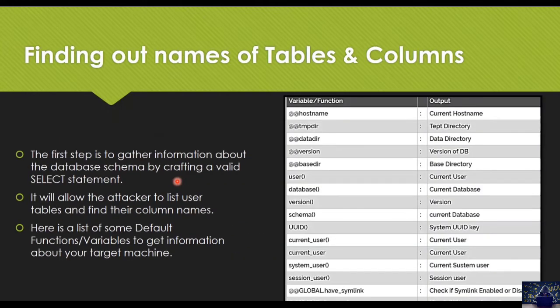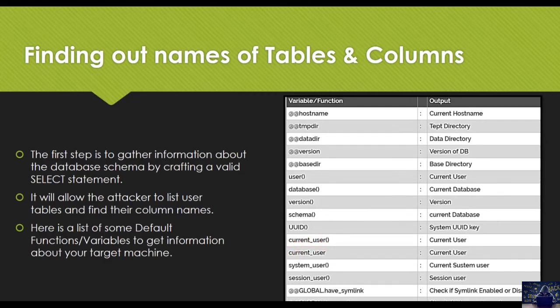Now, what is the next step? We have to find the name of the database schema by crafting a valid select statement, which will allow the attacker to list users' tables and find their column names. And over here, if you look, it is a list of all the variables and functions that are predefined and are used in SQL injection. So, if we type union select database with parentheses, it will show us the name of the current database. And if we want to know the current user, we will use this command.